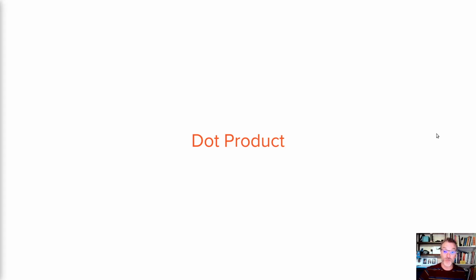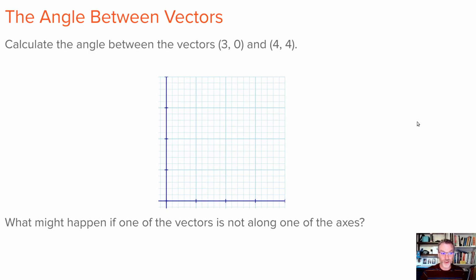Now we'll cover the dot product. And of course we start with vectors. So here's two. First I'll draw that point, 3, 0 and 4, 4. Let me try to draw some arrows leading to those two. So here's two vectors.